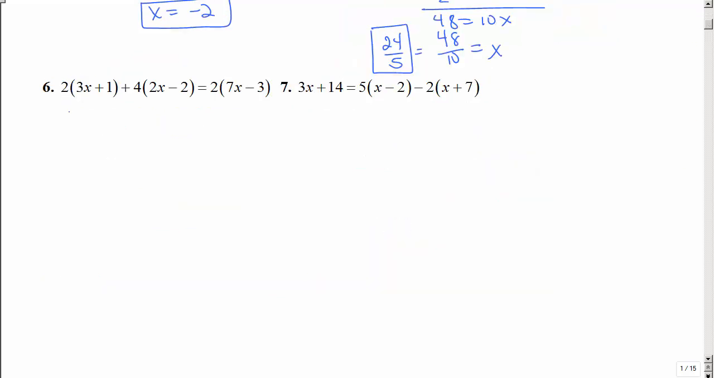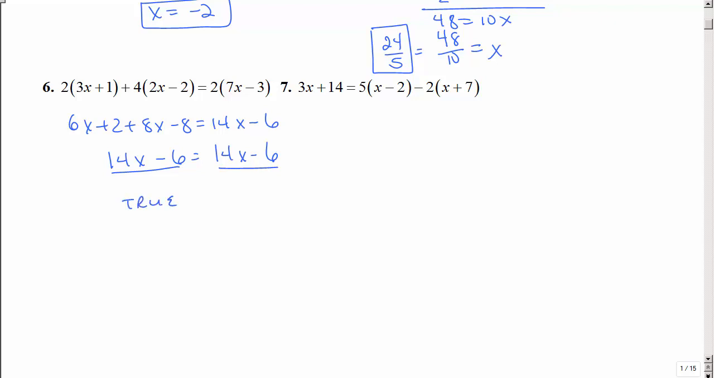Number 6, pretty much the same, distributing the 2, distributing the 4, the 2, collecting like terms, so I have 14x minus 6 equals 14x minus 6. Now I can keep going, but I'm going to stop here because I have the same thing on both sides of the equal sign. This is a true statement. Whenever you have a true statement, what's going to happen is the answer for x would be all real numbers.